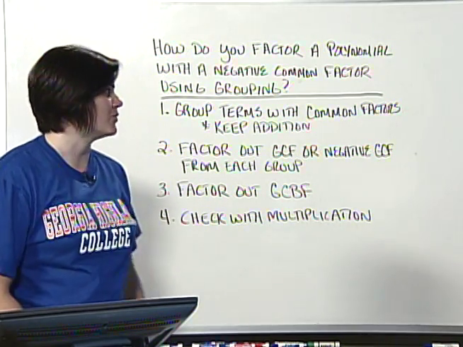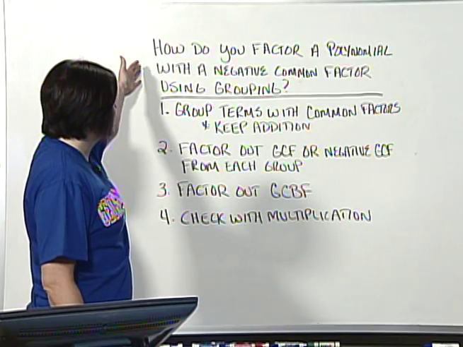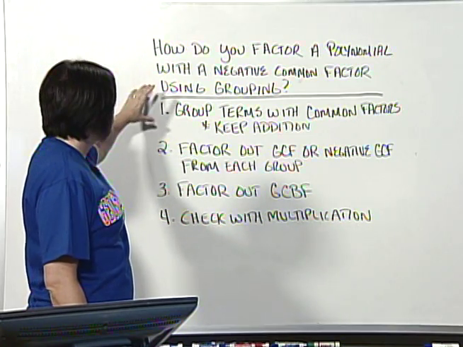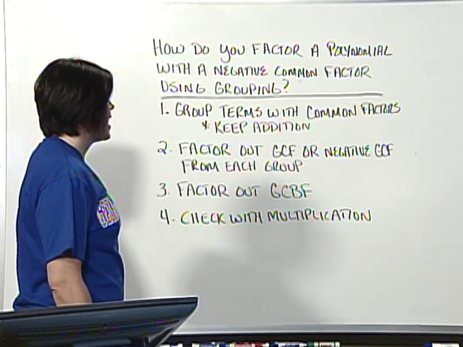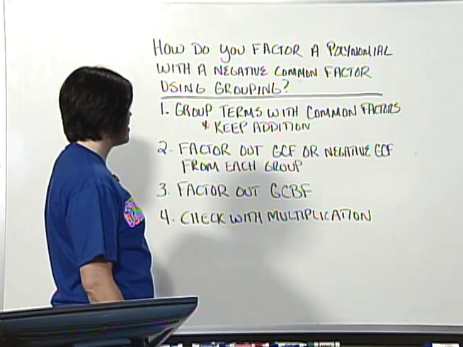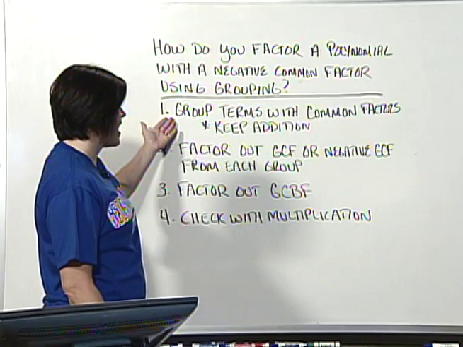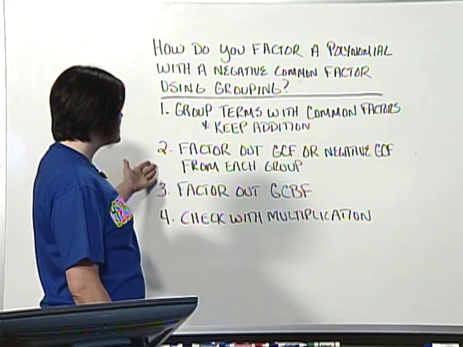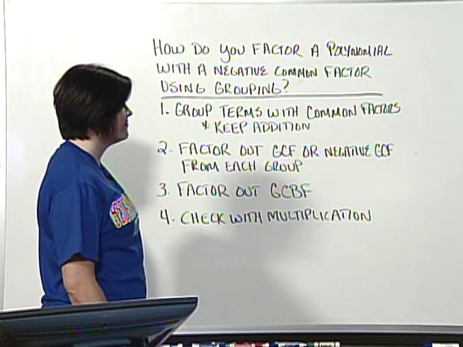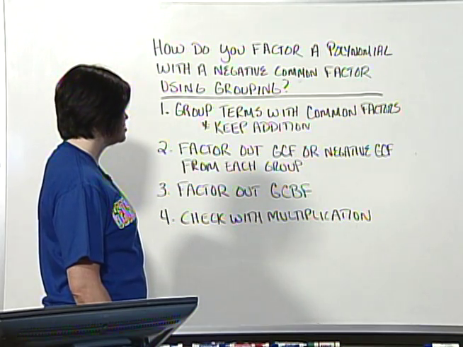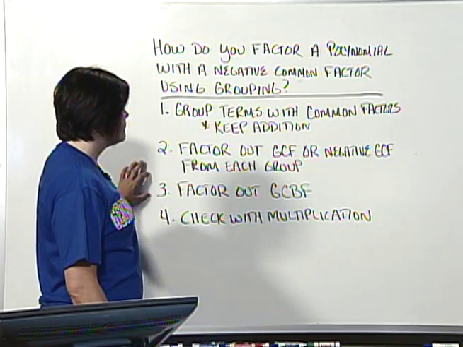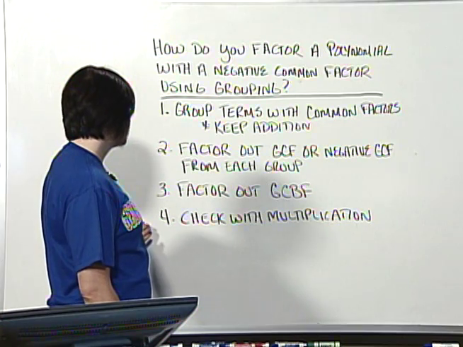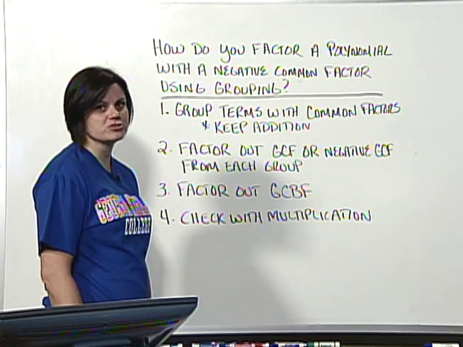In this video segment, we'll answer the question, how do you factor a polynomial with a negative common factor using grouping? Well, the first step is the same as when you're just using the regular grouping method. We'll group the terms with common factors. We want to keep addition between these factors though. Secondly, we'll factor out the GCF or the negative GCF from each group. Finally, we'll factor out the GCBF, or the greatest common binomial factor. And we'll end by checking through multiplication.